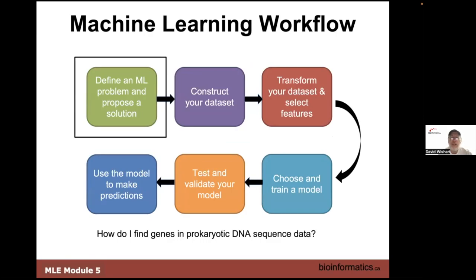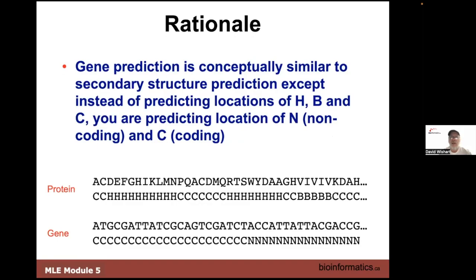You've seen this diagram before, and the proposal is, how do I find genes in a prokaryotic DNA sequence? Most of us probably would say this problem is actually pretty similar to what we were doing yesterday, where we take a sequence, in that case a protein sequence, and we're trying to find locations of strings of C's for coils, H's for helices, and B's for beta strands. In gene finding, we could do the same thing, except the sequence is not an amino acid alphabet, it's a DNA alphabet, so it's simpler. And instead of three states, it's just two states. There's non-coding, which are N's, and coding, which are C's.